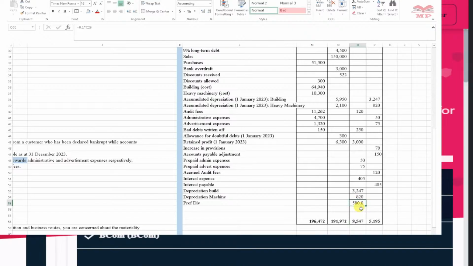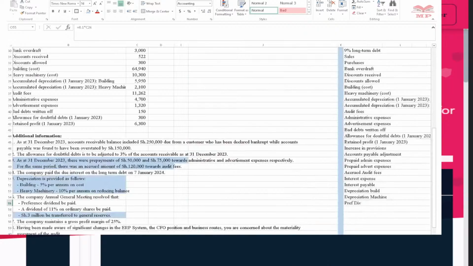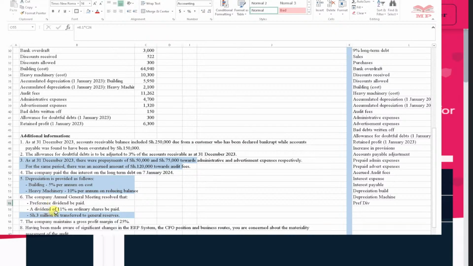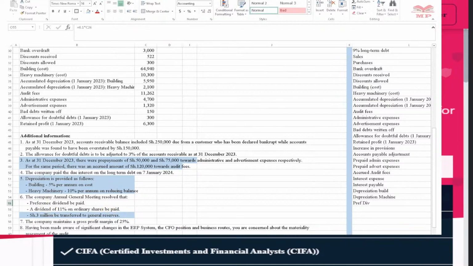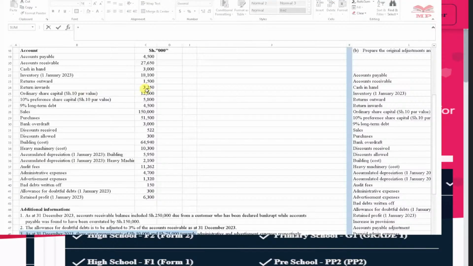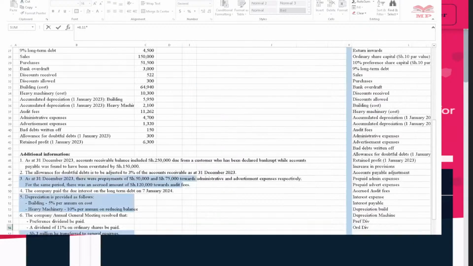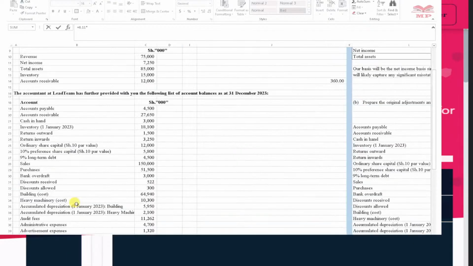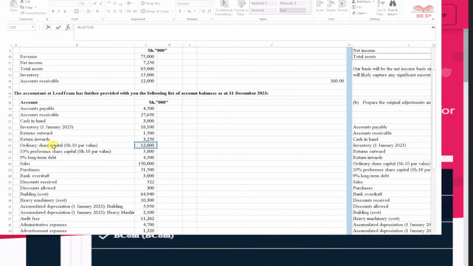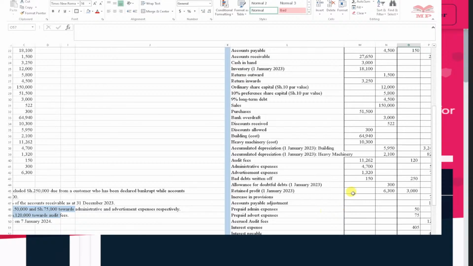And then once we have that, we also need to put proposed ordinary dividends based on this. The dividend is 11% of ordinary shares to be paid, of 12,000. So we're going to put 0.11 times 12,000. The 12,000 we can see is right here, ordinary shares. 1320. So now we can put the payable components.